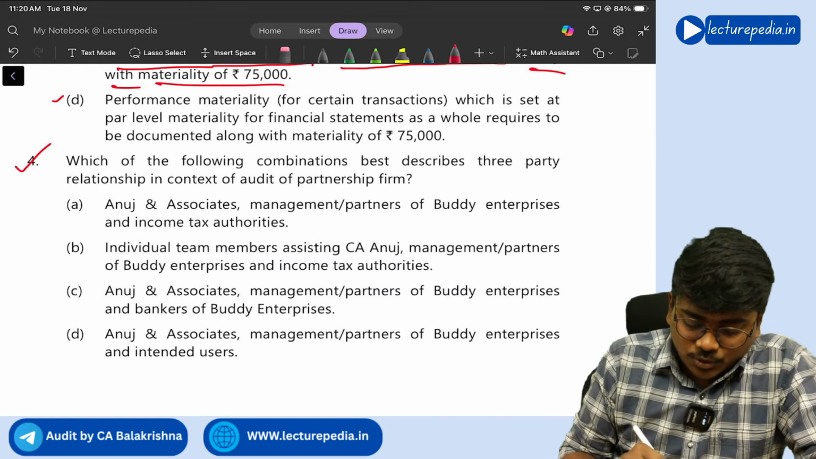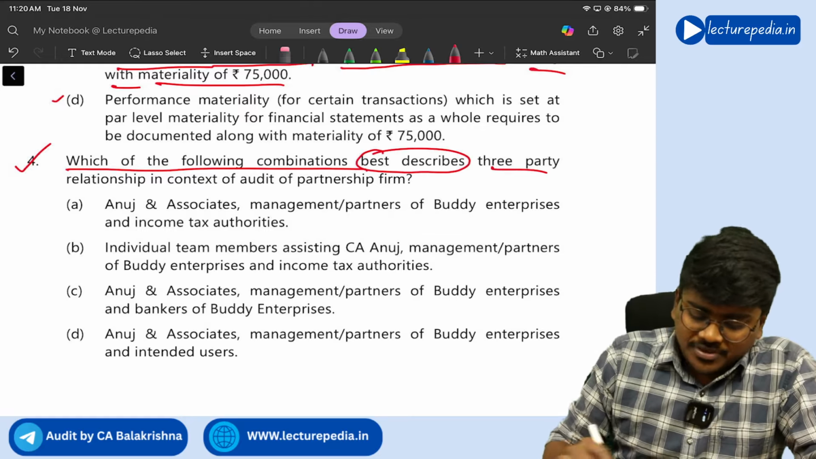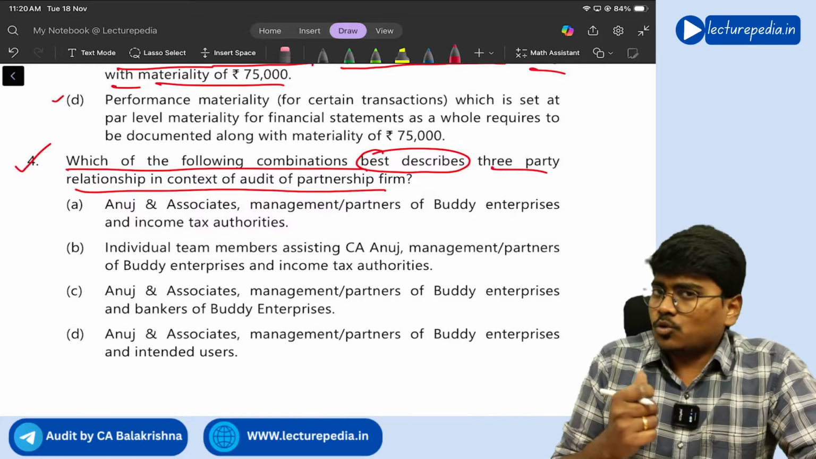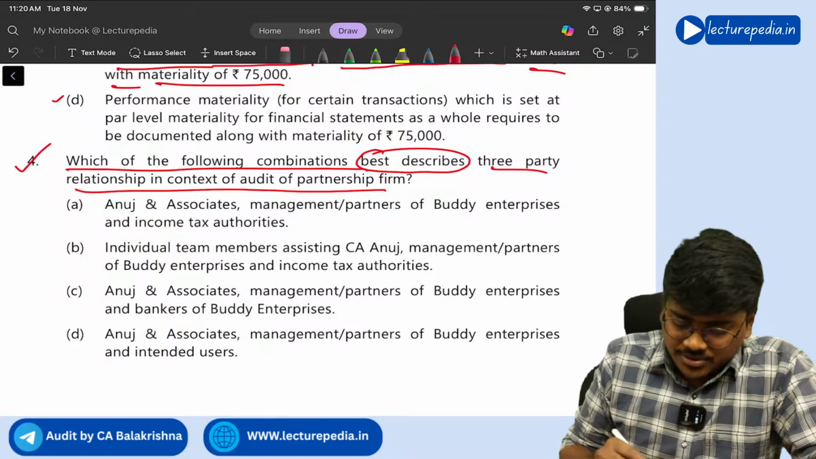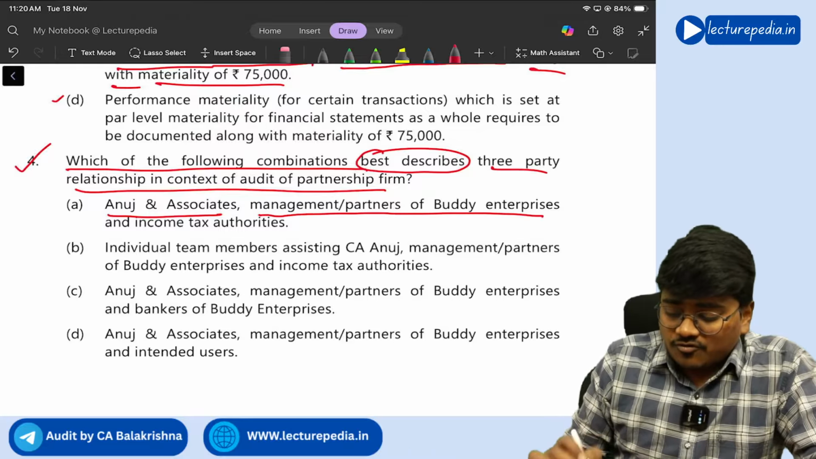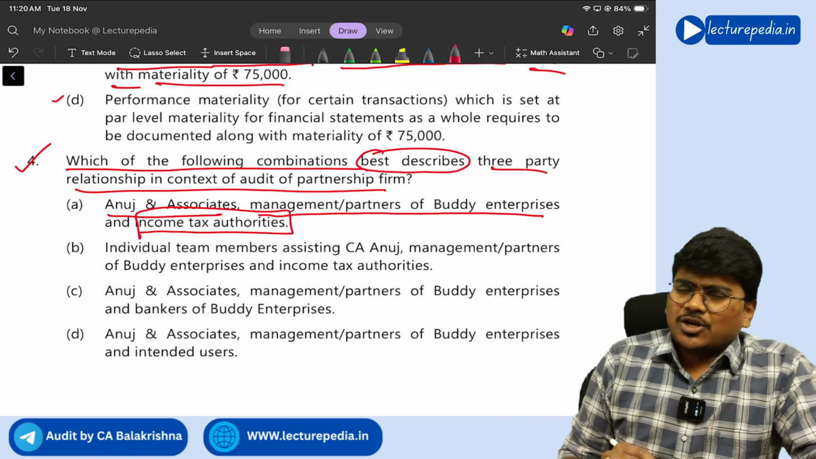Next, fourth MCQ. Which of the following combinations best describes the three-party relationship in the context of a partnership firm? We already know who the three parties are. We will see the options. Anuj Associates, the audit firm. Management or partners of Buddy Enterprises. And income tax authorities, no.